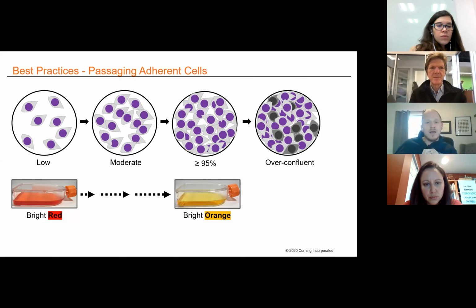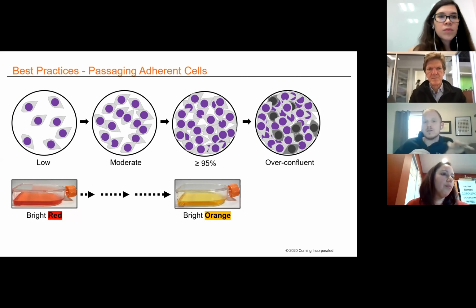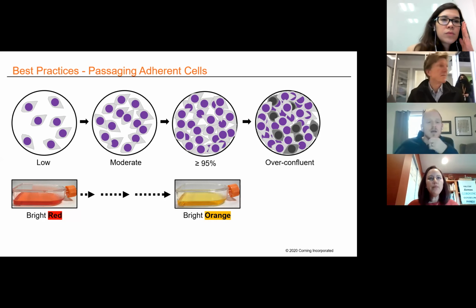Very similar explanation to what I just gave. You have low confluence, moderate, and greater than 95%, which is overconfluent. Overconfluent is when the cells are really stacking on top of each other, and you end up with subpopulations of cells that have moved out of the exponential growth phase and other cells that are still in that phase.